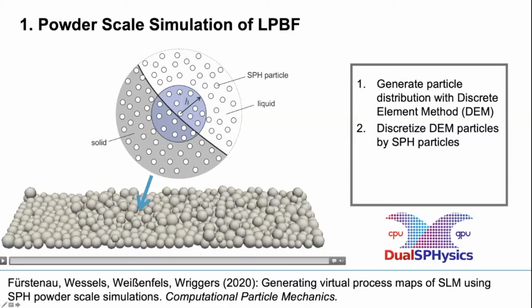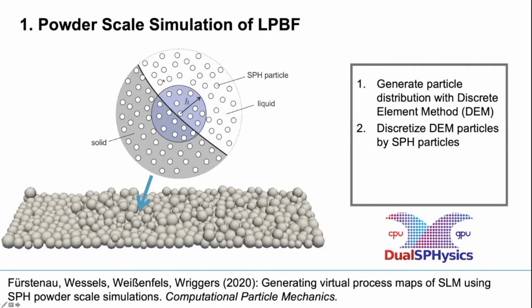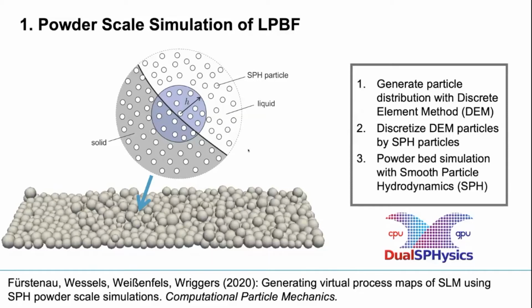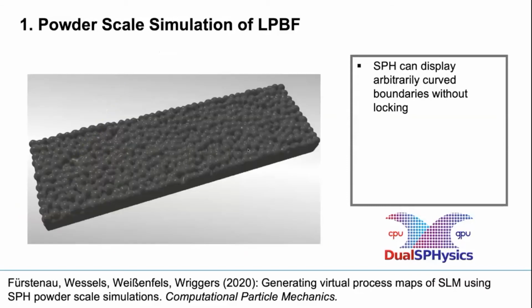We have a smoothing length h, and this is then a support domain or kernel where we can define our approximations. So the good thing is that we can realize here arbitrarily curved boundaries. This is a huge advantage over mesh-based methods. And I want to show you the next result.